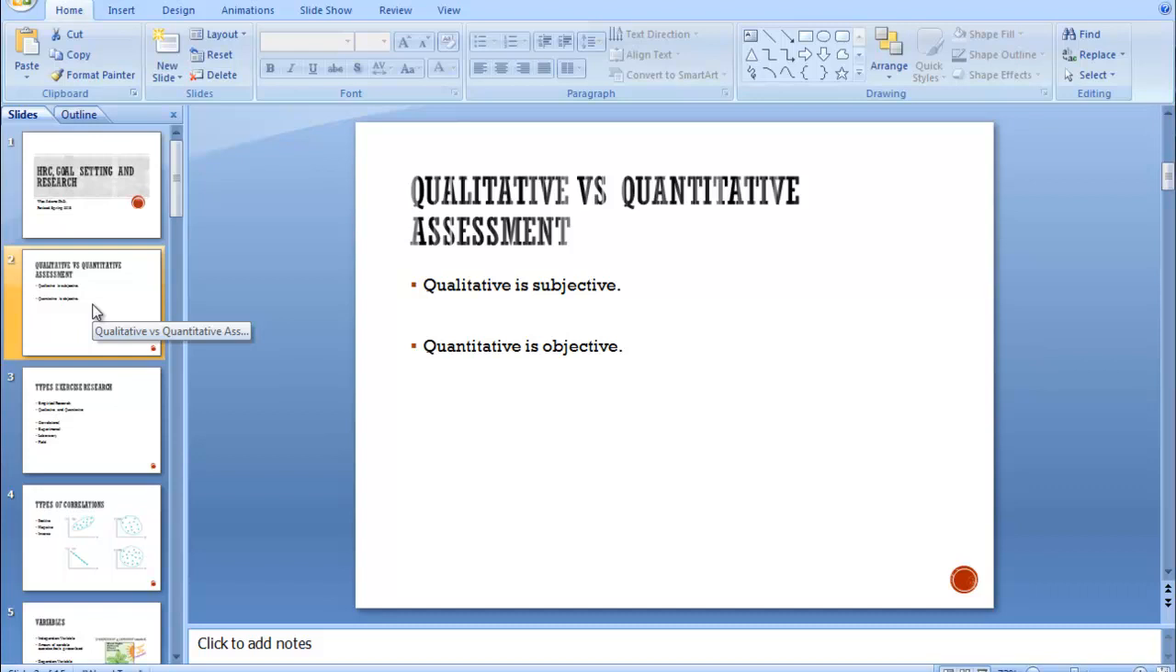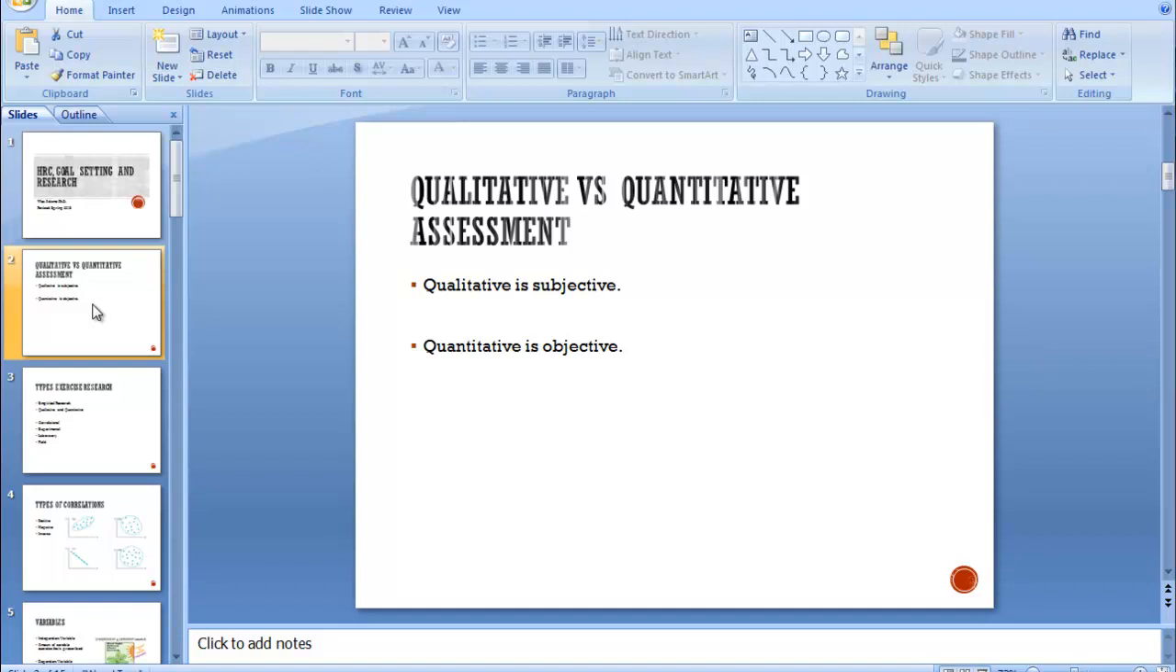So qualitative would be more subjective, so asking somebody how they feel, trying to get an idea of what they want out of a fitness program. So you're going for feelings there. It's less objective. So quantitative is objective. So that's like getting some hard data.